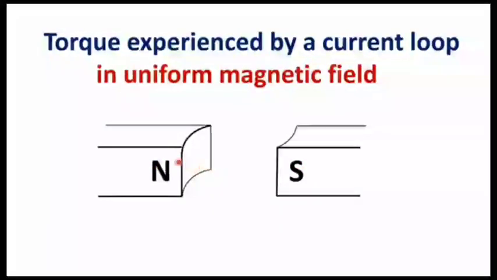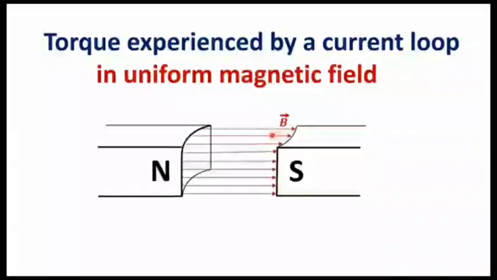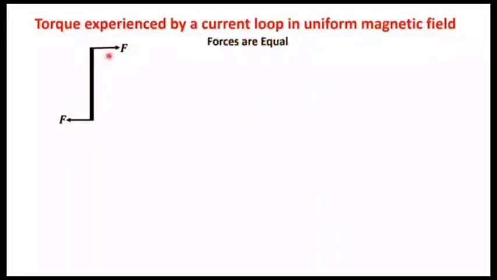We have a north pole and a south pole. In between, the magnetic field is from north to south. We are placing a coil through which current is passing in the clockwise direction. If you look from the top, you can see it is in clockwise direction.